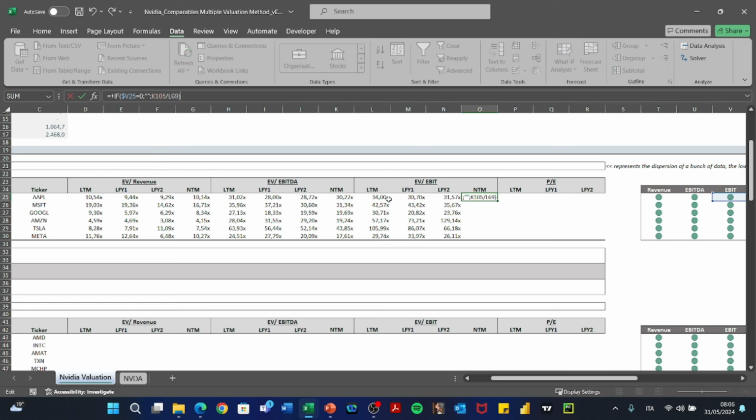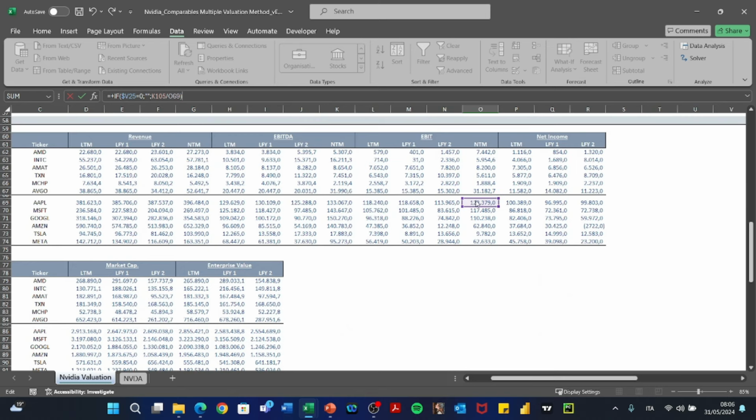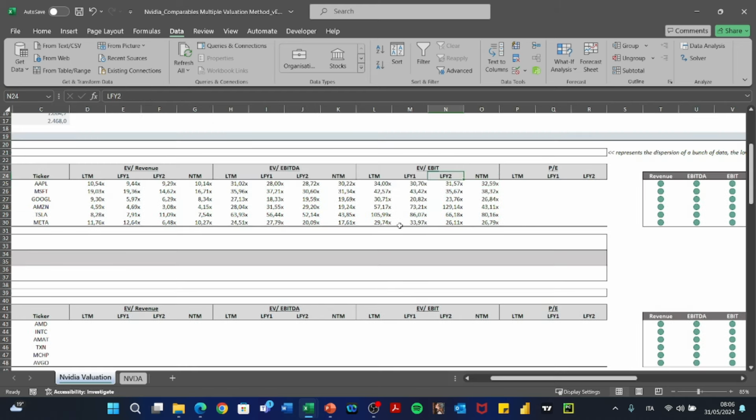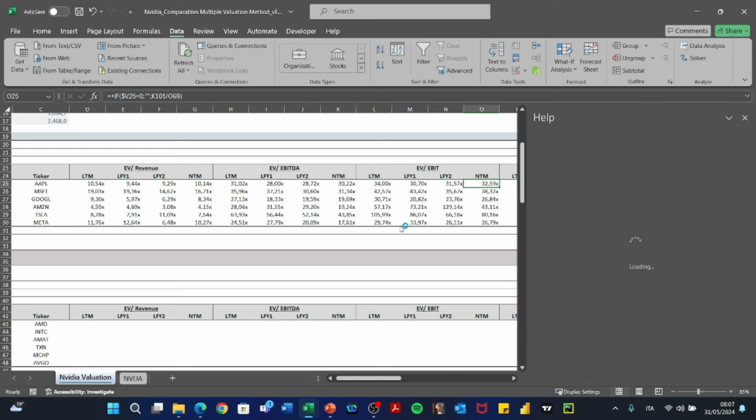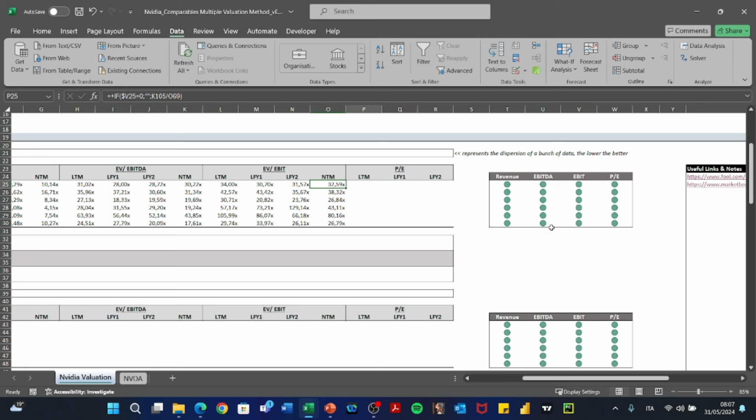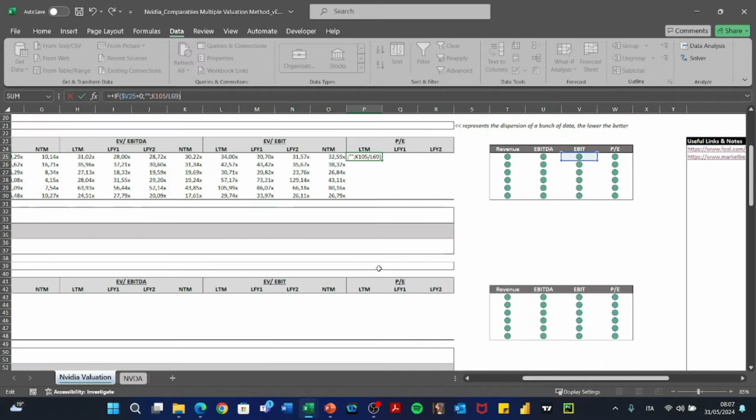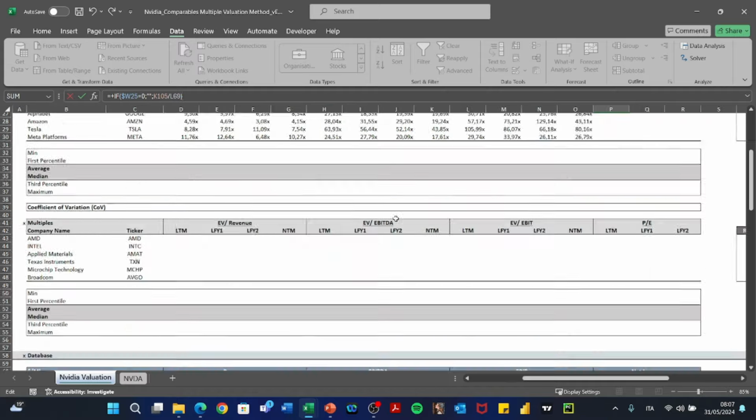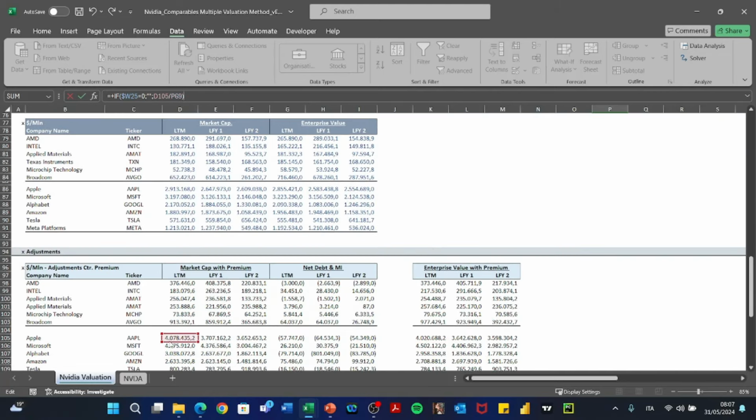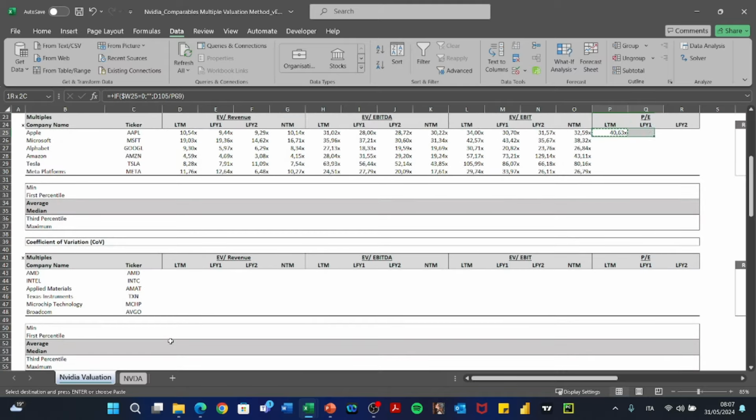Okay. Now we have the next 12 months EBITDA divided by EV. This is a forward multiple or a leading multiple. These are all historical multiples. Okay, perfect. Let's now go with the price to earnings multiple. In this case, I need the net income divided by the market cap. Okay, perfect.